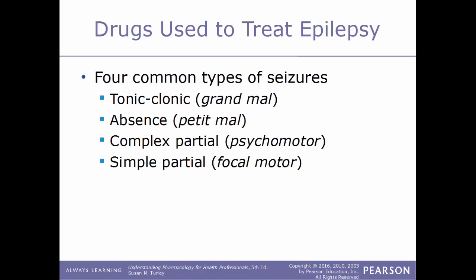There are 4 common types of seizures. The most severe is the tonic-clonic, also known as grand mal seizure; the absence, also known as petit mal; complex partial, also known as psychomotor; and the simplest one, simple partial, known as focal motor.